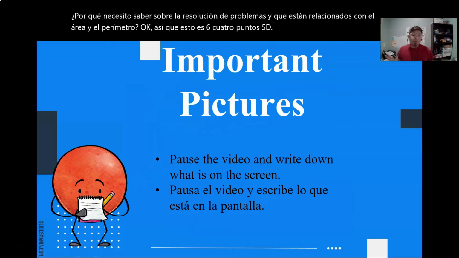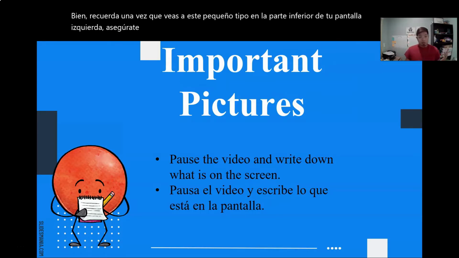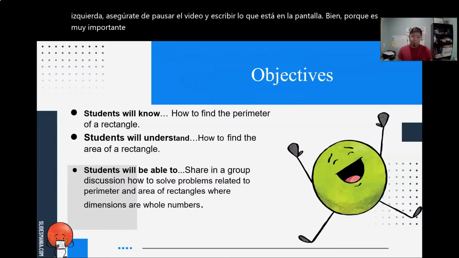Okay, so remember, once you see this little guy on the bottom of your left screen, make sure to pause the video and write down what is on the screen, okay? Because it's very important, and put it down in your journals.